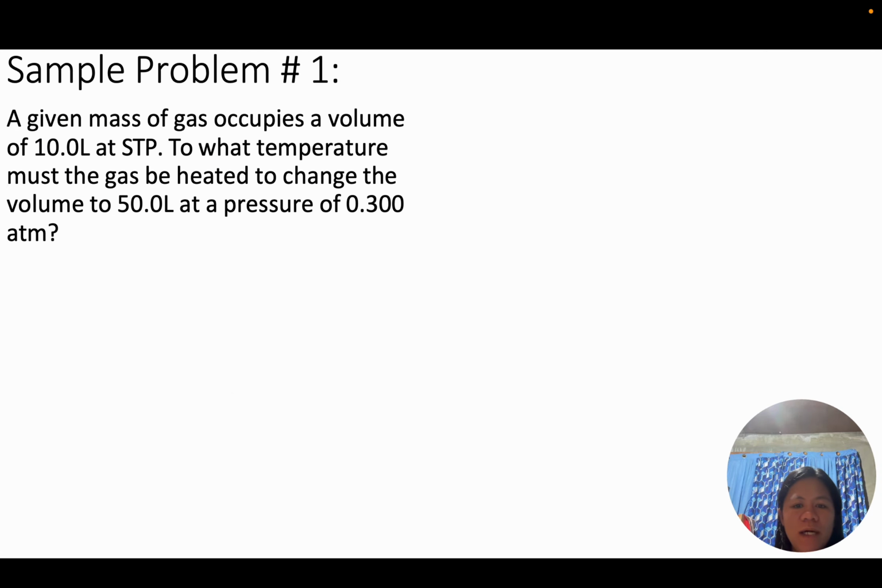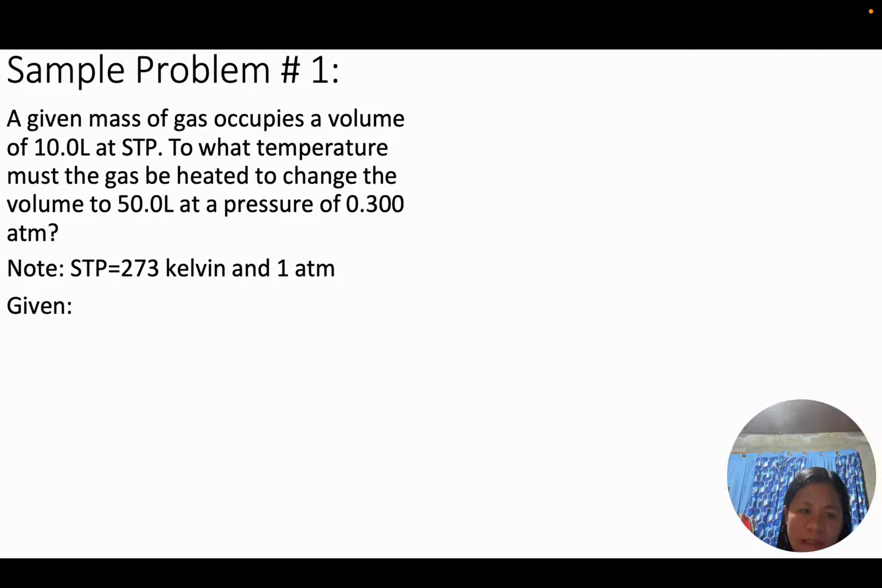Okay, so we are now on our sample problem number 1. A given mass of gas occupies a volume of 10 liters at standard temperature and pressure. To what temperature must the gas be heated to change the volume to 50 liters at the pressure of 3 atm? So let's determine the given. Note, standard temperature and pressure is 273 Kelvin for temperature, and 1 atm for pressure.